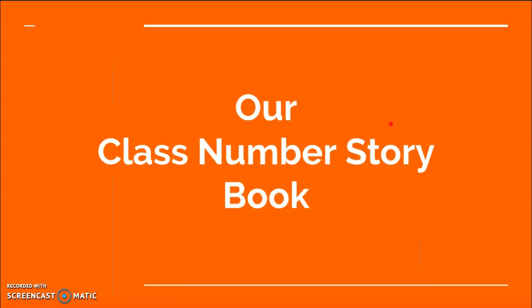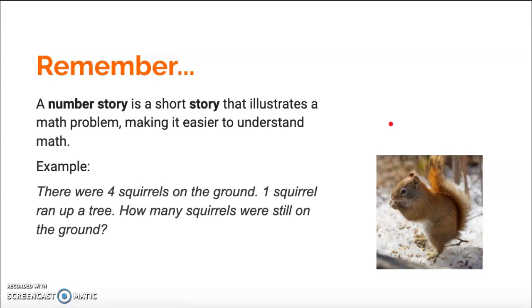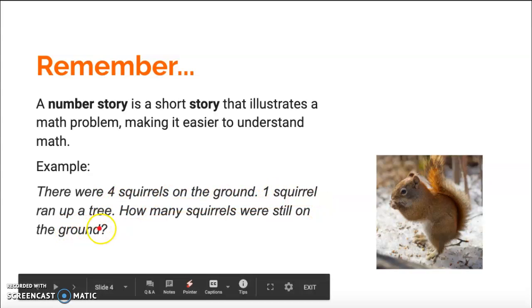So now our main lesson is about our class number story book. Okay, we're going to make a class number story book that I am going to bind and publish and send to you. But first, let's review what a number story is. Remember, a number story is a short story that illustrates a math problem, making it easier to understand math. For example, here's a number story. There were 4 squirrels on the ground. 1 squirrel ran up a tree. How many squirrels were still on the ground?